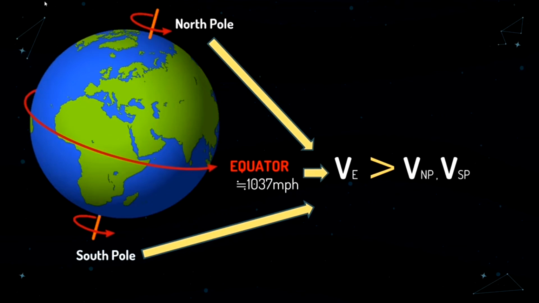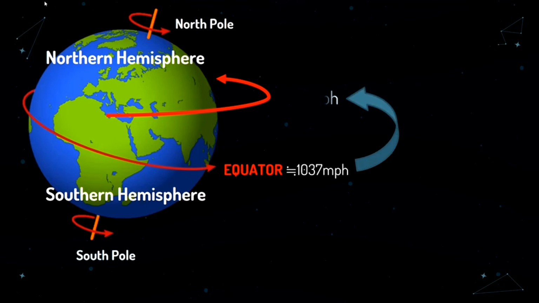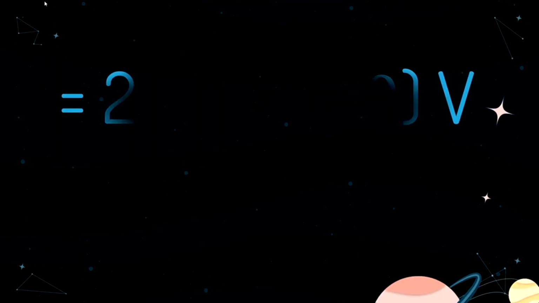A point at the equator moves faster than one at the poles. For instance, if we were to go from the equator to about 30 degrees north latitude, the speed would considerably decrease from 1,037 to about 880 miles per hour. And why do we mention this?